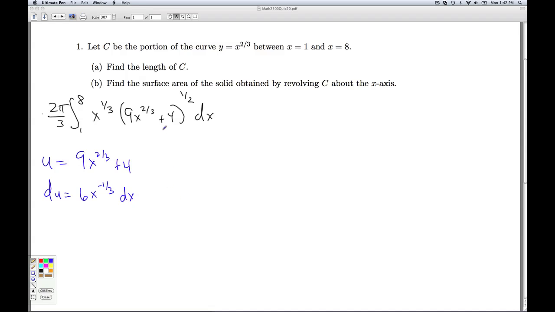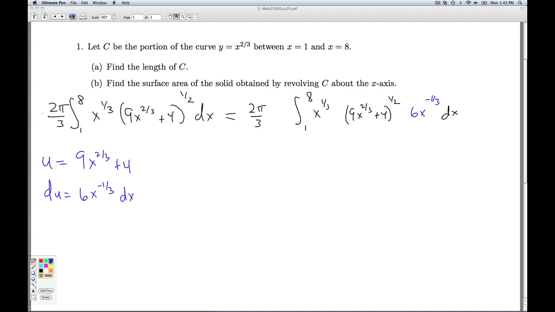So when we go to fix things up, things are a little bit different because this is an x to the positive 1/3. I need an x to the negative 1/3. So how am I going to fix that up? I'm going to keep that 2 pi over 3 out here and give me some room. So what do I want? I want 6x to the minus 1/3 dx.